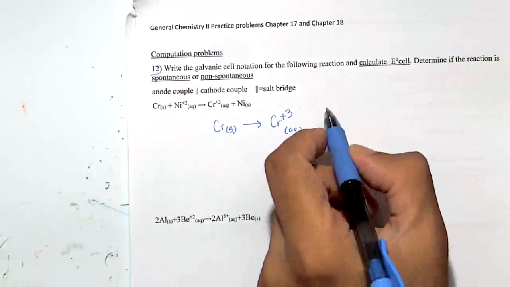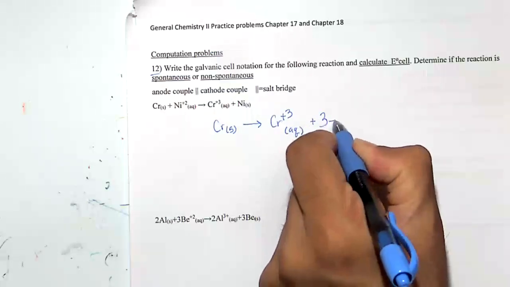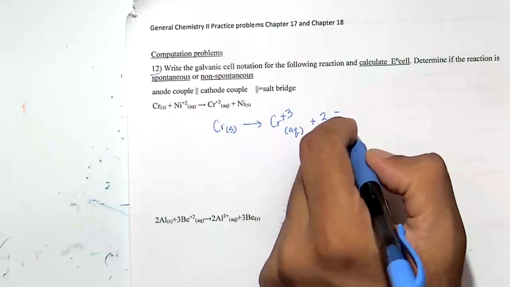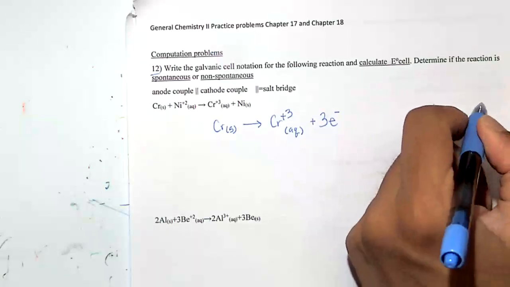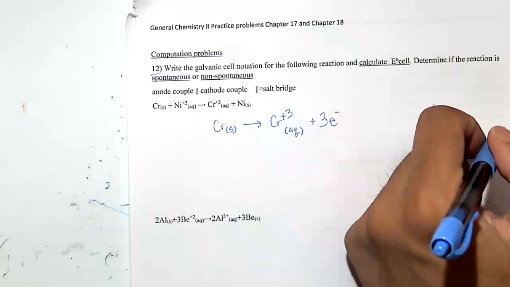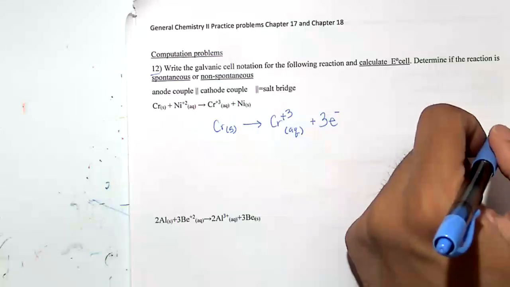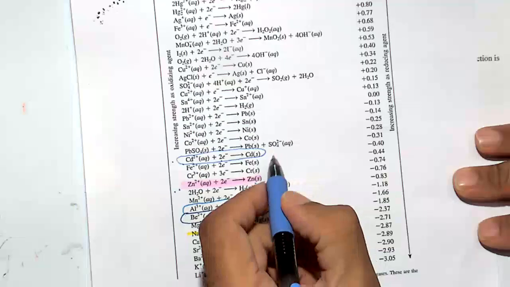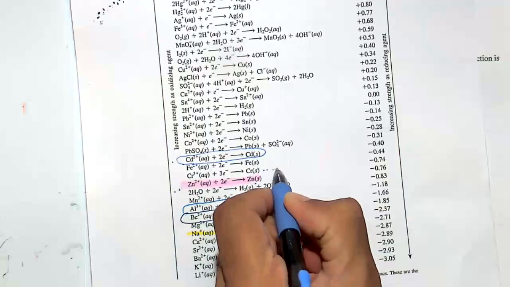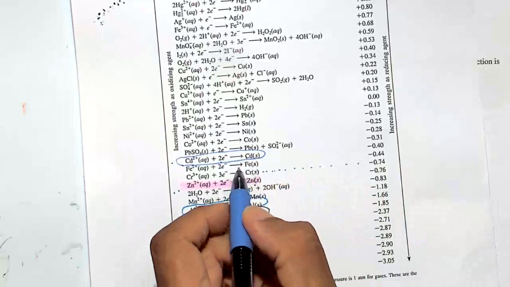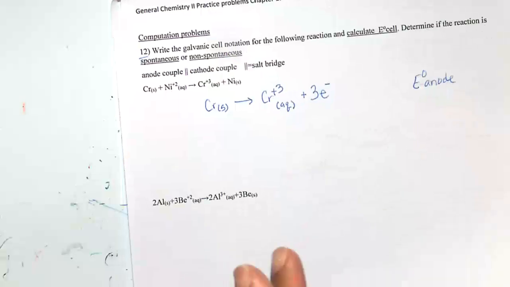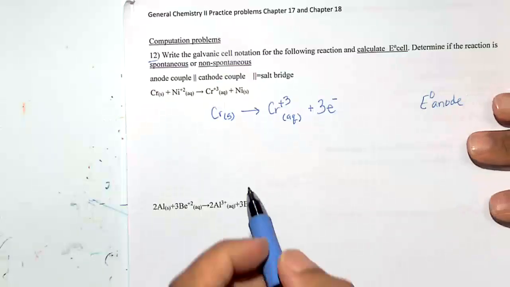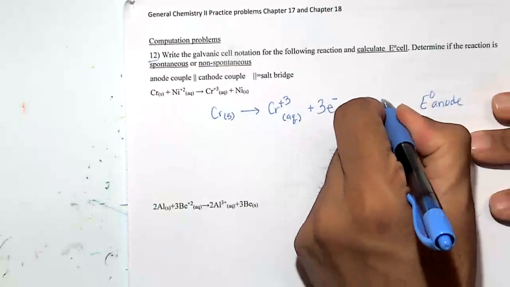How many electrons and where? 3 on the product side. Is this oxidation or reduction? And what is the voltage associated with this? Chromium to chromium plus 3. I can't line them up. Is it negative 0.74? Yes, thank you. But we need to flip it, right? Or do we? Yeah, positive 0.74 volts.